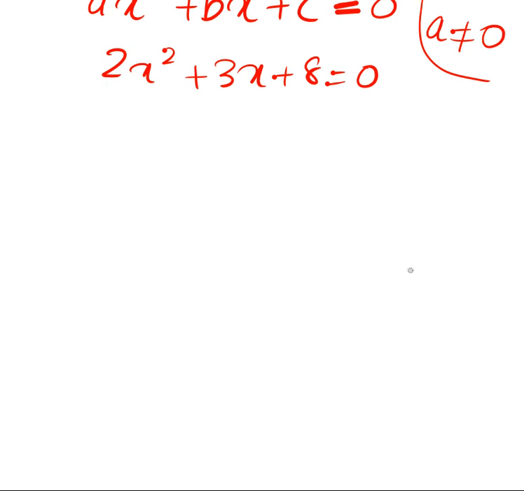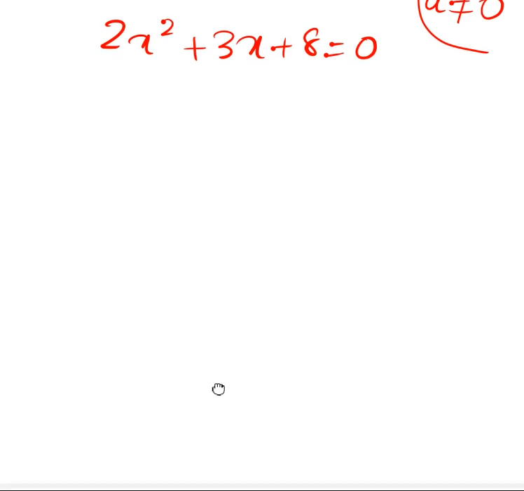Then today we are going to discuss the square root method. This square root method can be applied for quadratic equations having only a and c terms. That means the b term is absent here, that means b is equal to 0. The middle term is absent here.